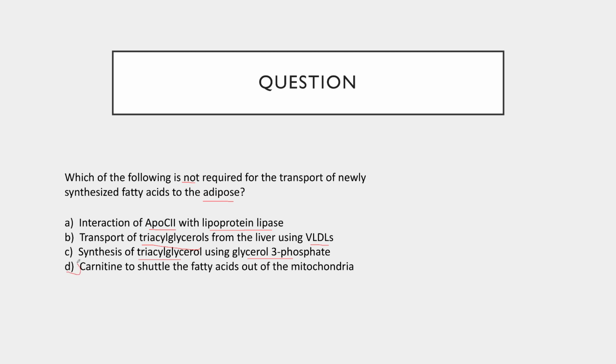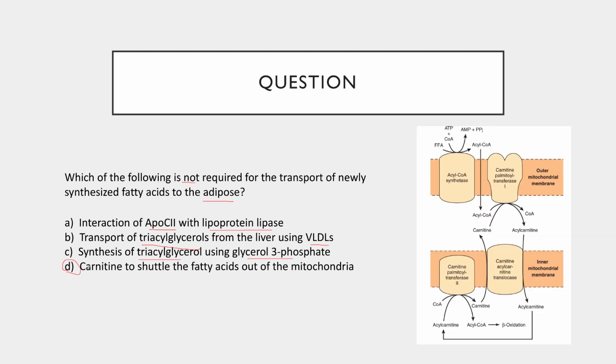That leaves us with D, carnitine to shuttle fatty acids out of the mitochondria. This process is not part of the transport of newly synthesized fatty acids to the adipose. If we remember, the use of the carnitine shuttle for fatty acids is in the fasted state and moves fatty acids into the mitochondria for the process of beta oxidation. So carnitine is a required component for some aspects of fatty acid metabolism, but it's for the process of beta oxidation, not the process of transport and storage. That's an important distinction between these two processes.